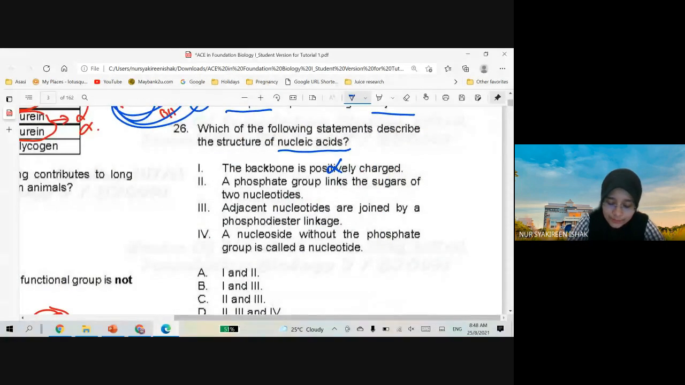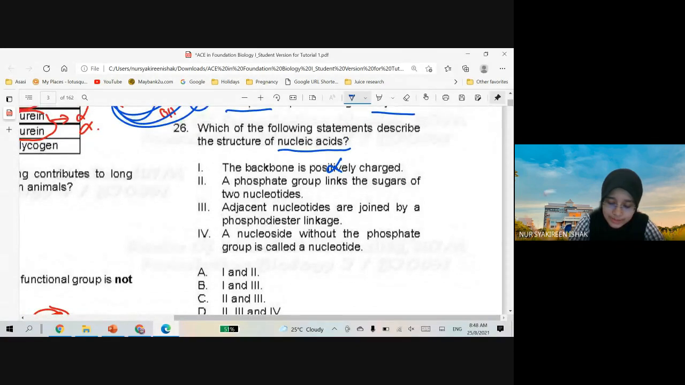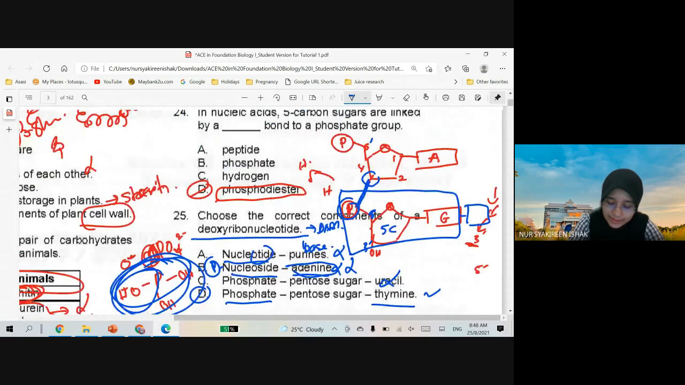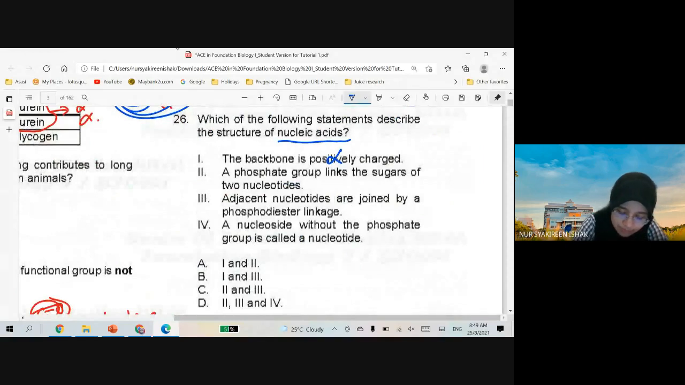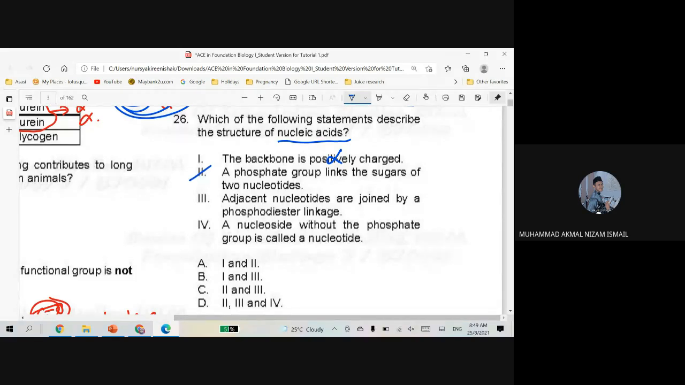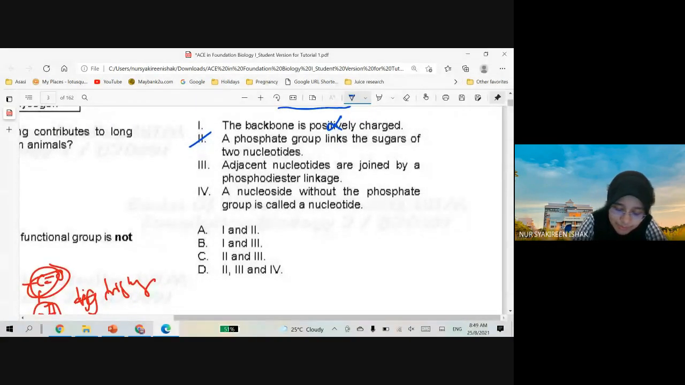So number 2, a phosphate group link the sugar of 2 nucleotides. The phosphate group that link the sugar of 2 nucleotides. Betul lah kan? So the phosphate group that link the sugar, that link the sugar between the 2 nucleotides here. So number 2 statement, is it wrong or not? Is it correct or not? Correct. Alright. So adjacent nucleotides are joined by a phosphodiester linkage.